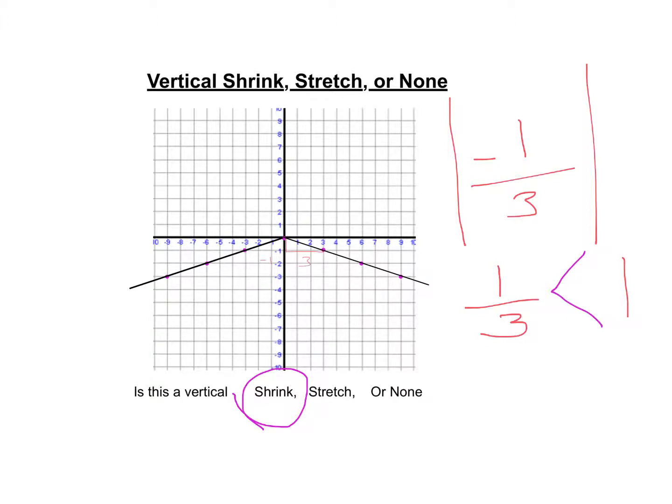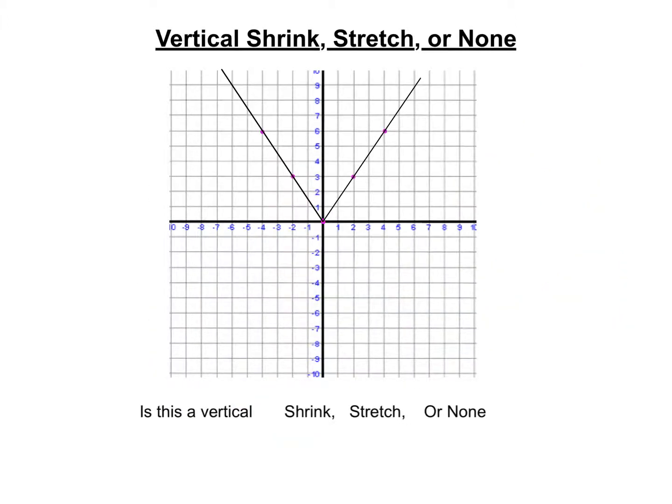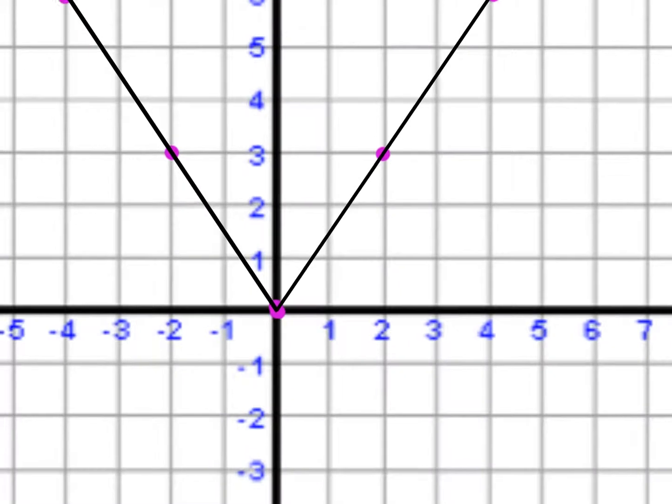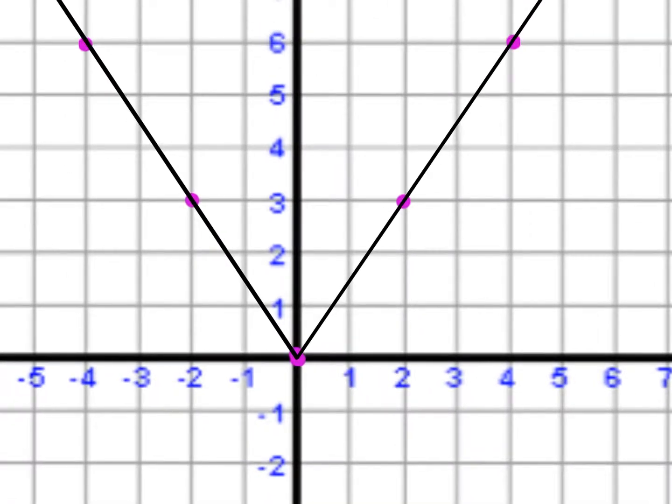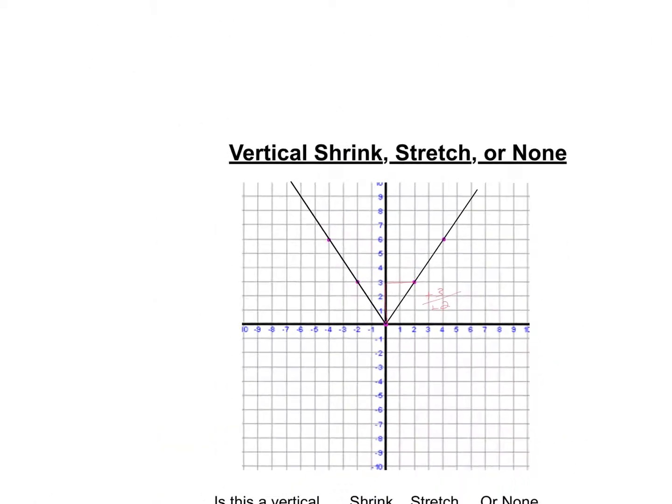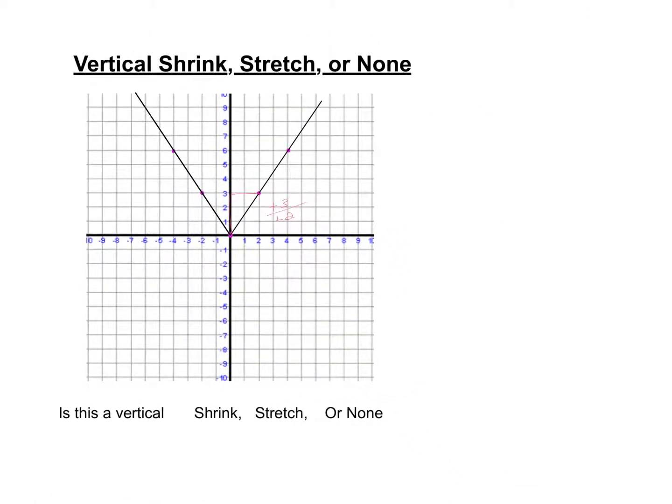Okay, alright, let's look at the next one. We've got a bigger graph here, so let's zoom in. Let's pick a couple of points. Let's get the slope. So I'm going to go up 1, 2, 3, and over 1, 2. So up 3 is plus 3, right 2 is plus 2. So my slope is 3/2.